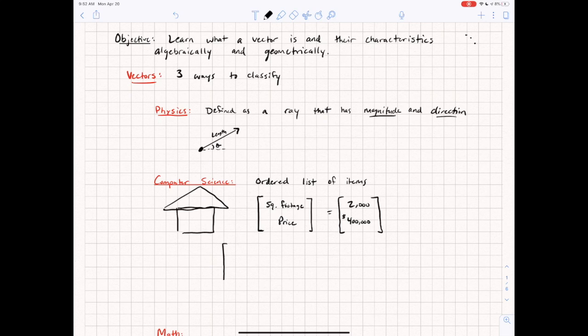For example, if I just had the numbers 2,000 and 400,000, like so, this is not the same thing as saying 400,000 and 2,000, because again, the top entry is square footage and the bottom entry is price. So the first option here is like what we've talked about, a 2,000 square foot home with a price of 400,000. The second vector would describe a 400,000 square foot home for only $2,000, which is very, very different in terms of what you'd be paying for.